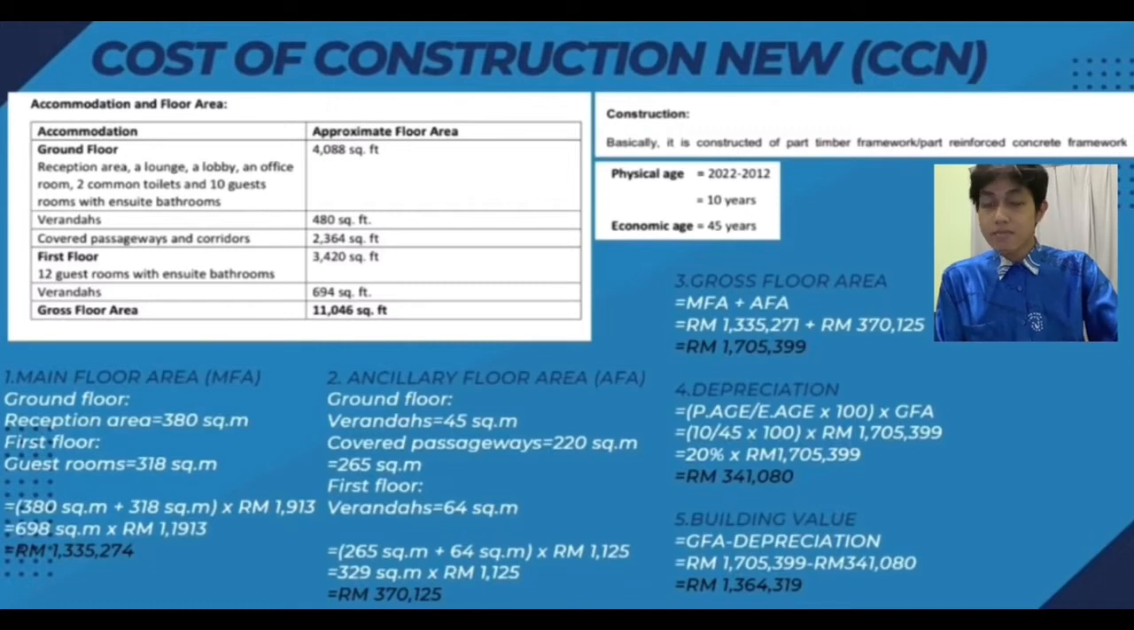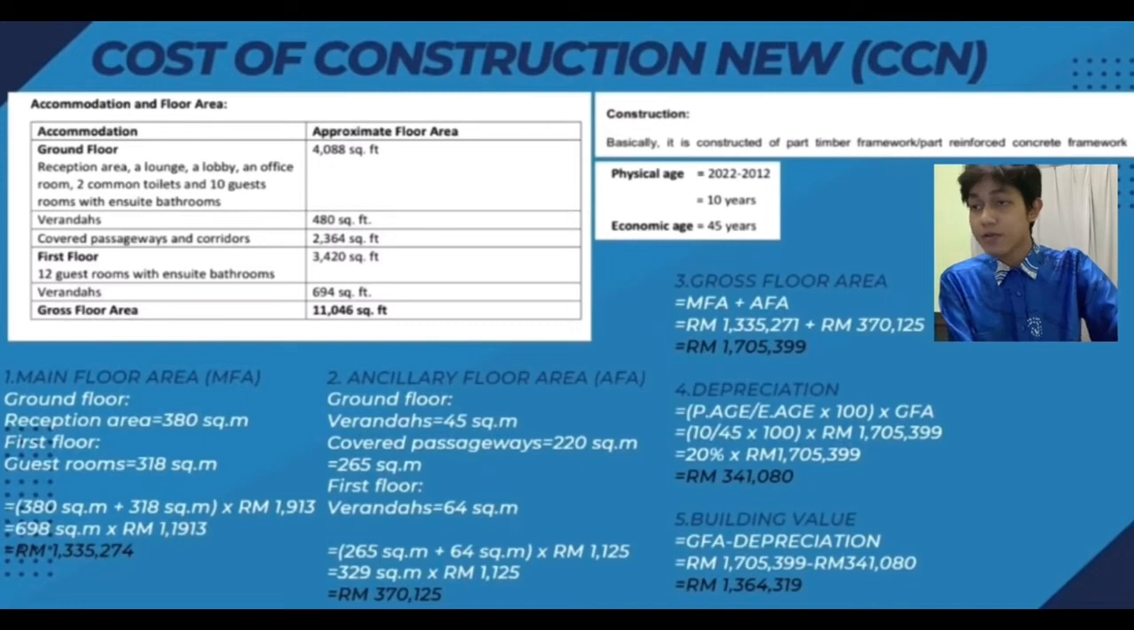For this building, which is the two-story main hotel, it is semi-permanent, because according to the appendix given by our lecturer, the construction is part timber framework and part reinforced. So it means that this building is semi-permanent. We can assume the economic age is 45 years. The calculation consists of 5 items, which are main floor area, ancillary floor area, gross floor area, depreciation, and the last one, we will get the building value.